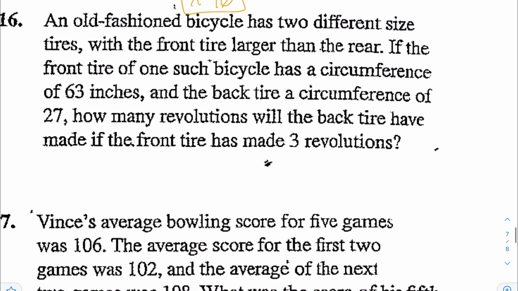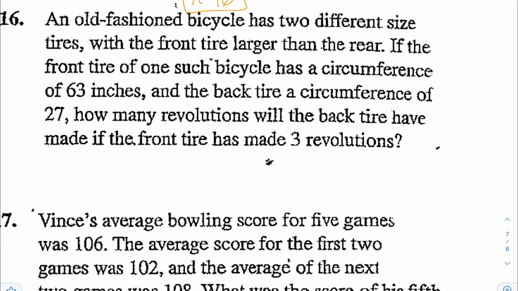All right, next for number 16, an old-fashioned bicycle has 2 different size tires, with the front tire larger than the rear. If the front tire of one such bicycle has a circumference of 63 inches and the back has a circumference of 27, how many revolutions would the back tire have made if the front tire made 3 revolutions? So here, the circumference is the distance around the circle. So there's a bike in which the front tire is really, really big and the back is really, really small. So here the front has 63 and the back circumference is just 27.